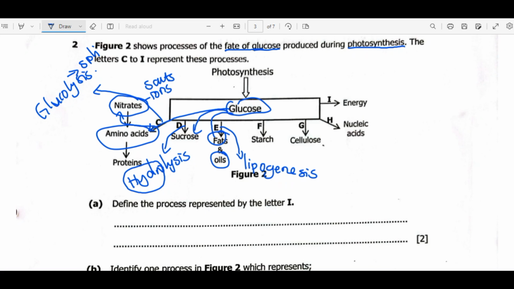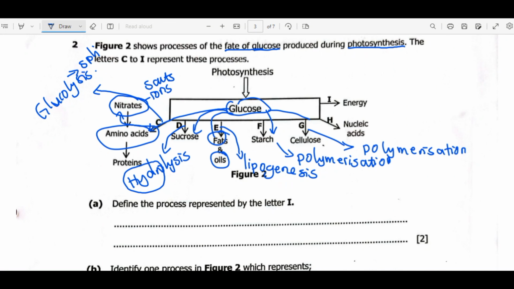Then we move on to process F, where glucose changes into starch. Here glucose is acting as a monomer for starch. So starch is a large macromolecule produced from the monomers of glucose. So this one is polymerization. Even process G is also polymerization. Cellulose is a large molecule formed from glucose, so this is also polymerization. That's why this is now biochemistry. And if chemistry is part of your course, you are going to look at organic chemistry, where you use glucose as monomers to produce starch.